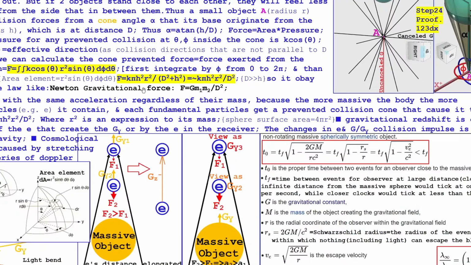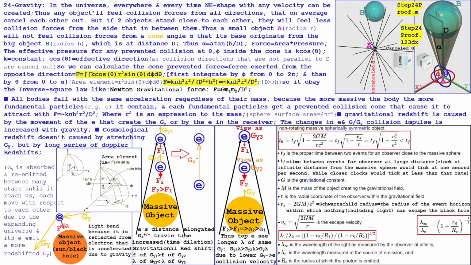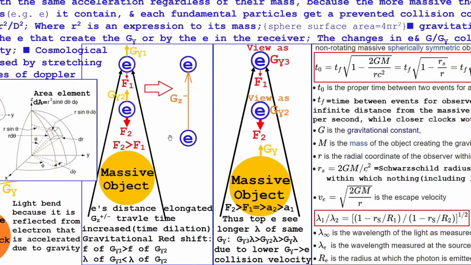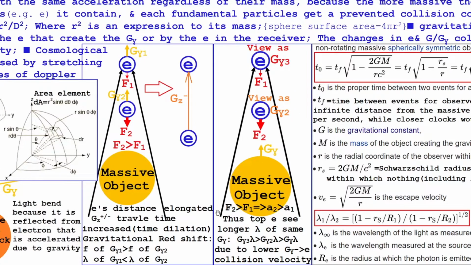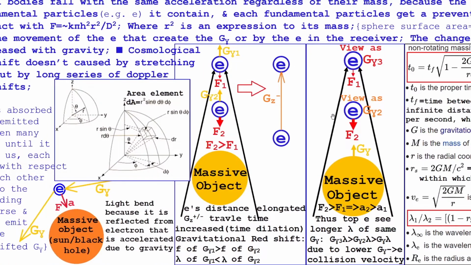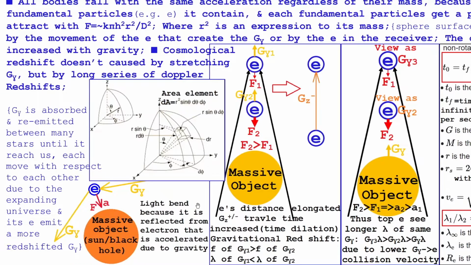Gravitational redshift is caused by the movement of the electron that creates the photon or by the movement of the electron in the receiver. In both cases, the change in the collision impulse of this electron, with G particle or with photon, is increased with gravity. Similarly, a massive object bends light, because the light is reflected from an electron that is accelerated due to gravity. And gravitational time dilation is caused by electrons' distance elongation due to gravitational forces.